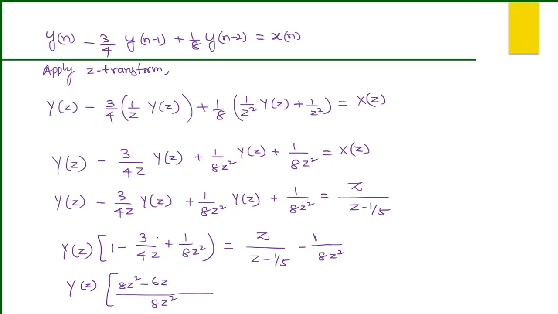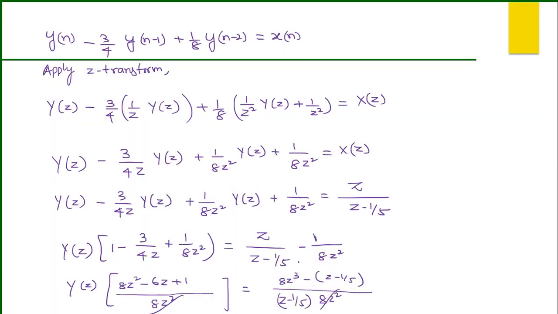plus 1 is equal to, this side also you take z minus 1 by 5 into 8 z square. So how much you will get? 8 z cube minus of z minus 1 by 5. 8 z square, 8 z square will get cancelled. What will y of z become? You send this one this side.